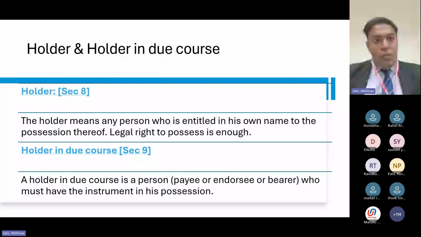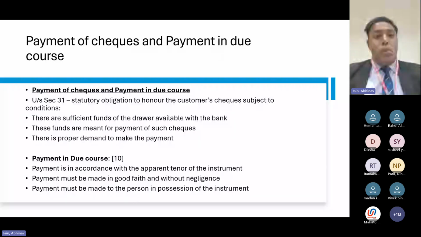Now let us understand. I used a word, payment in due course. So what is payment in due course? Please understand, this is a very important question. What all components form payment in due course?